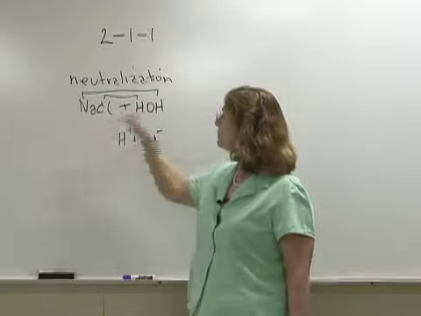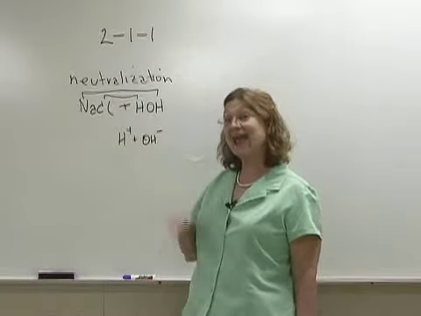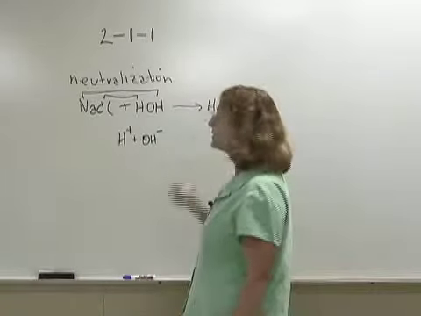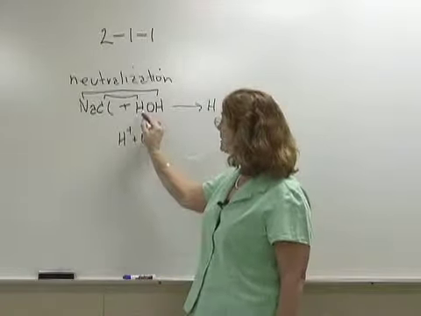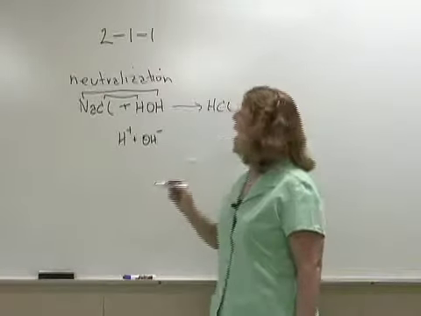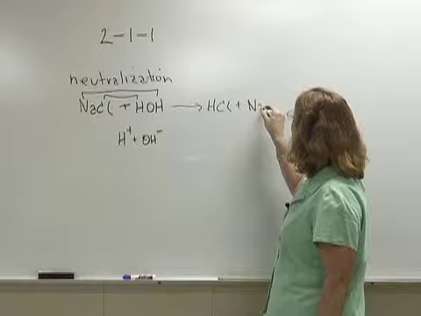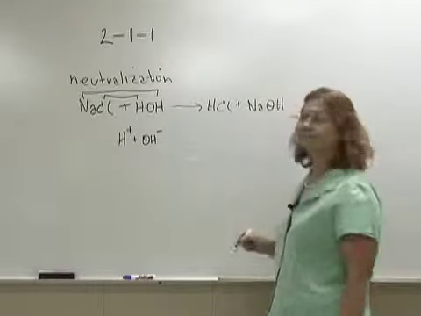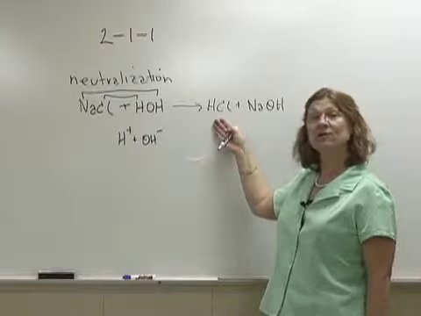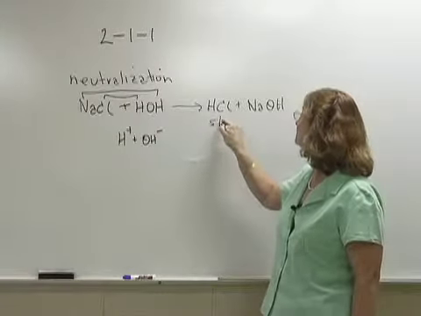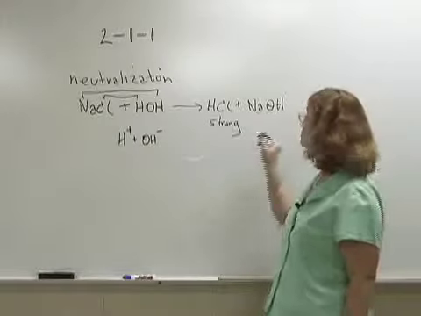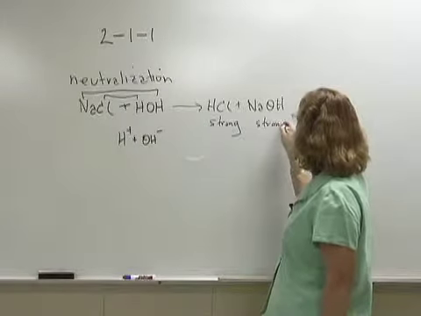And when we have a salt plus water, we know that we're going to get an acid and a base. And the acid always has to start with hydrogen. So we'll get HCl, hydrochloric acid, and sodium hydroxide. Then I look and see hydrochloric is one of my strong acids. And sodium hydroxide is one of my strong bases.